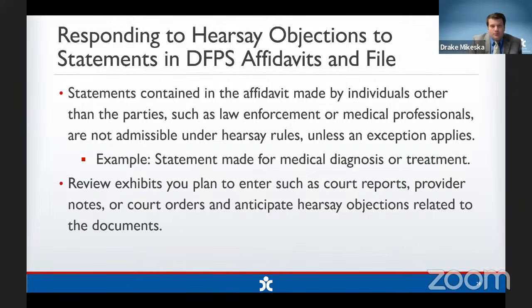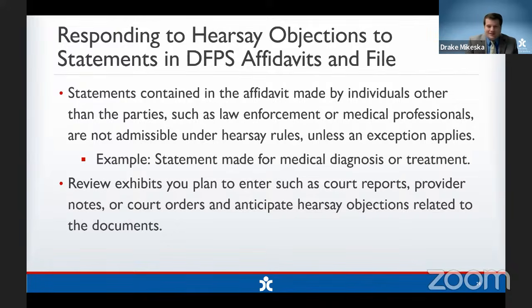So again, we talked about the hearsay objections in the affidavit, so responding to them. Again, know the rules, know the exceptions. So there might be a statement made by a medical professional, but you can bring that in because the statement's made for the medical diagnosis or treatment.